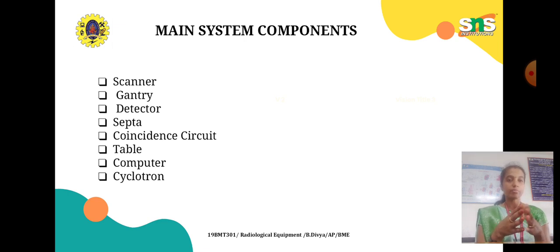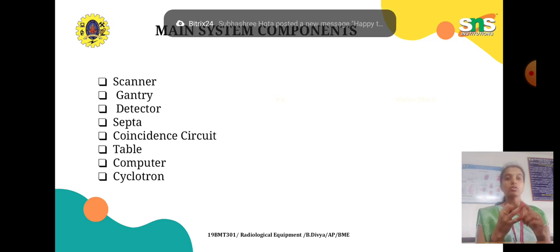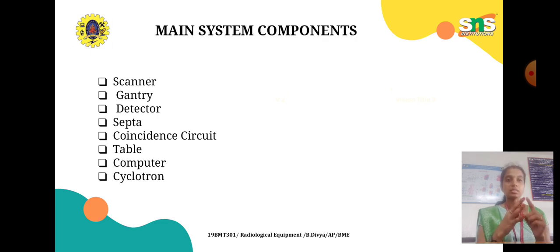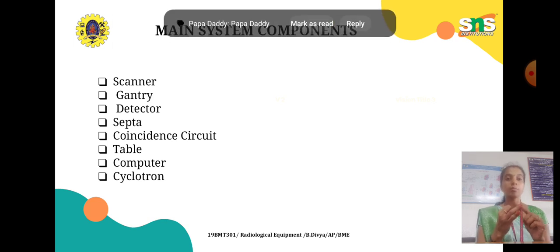Main system components. What are the system components in this? Scanner, gantry, detector, septa, coincidence circuit, table, computer, cyclotrons. These are the main system components of the PET.